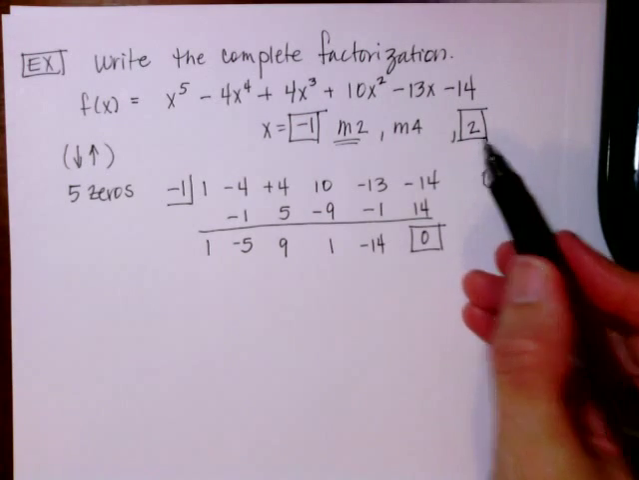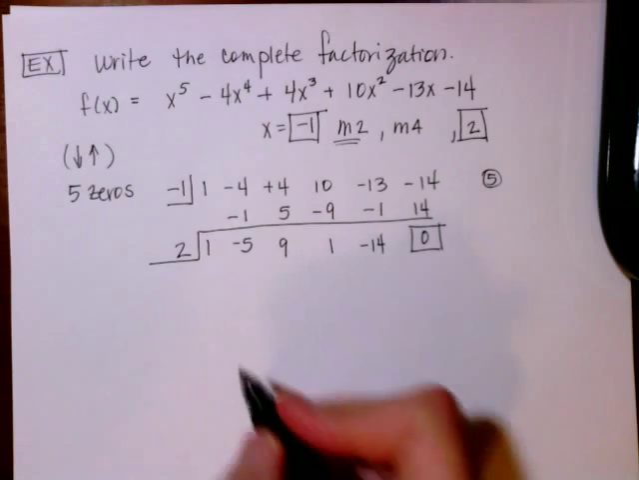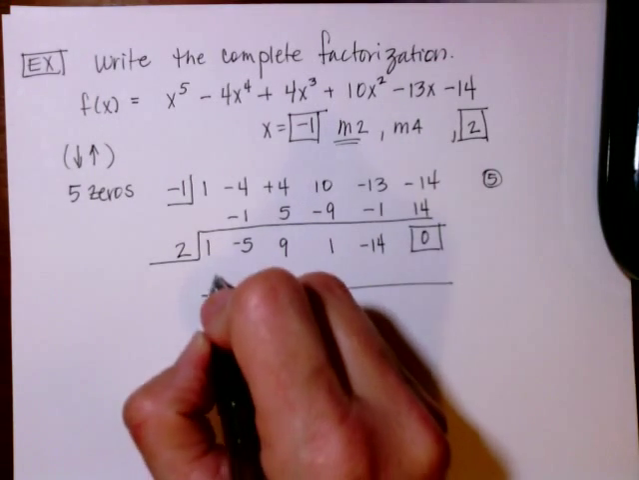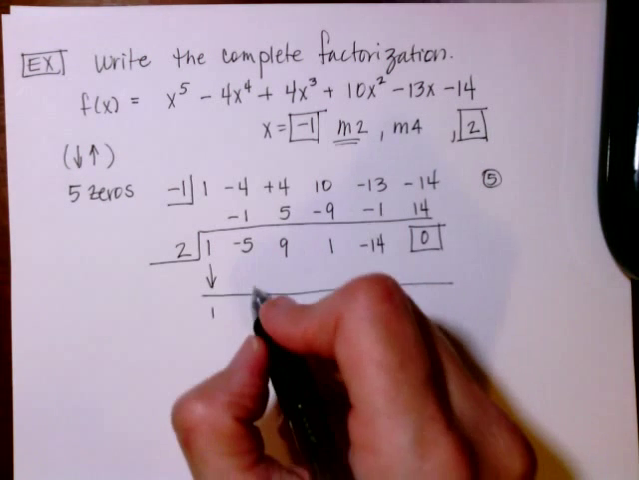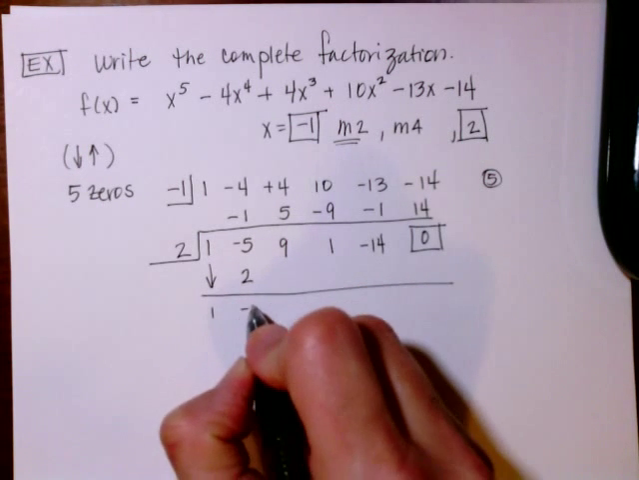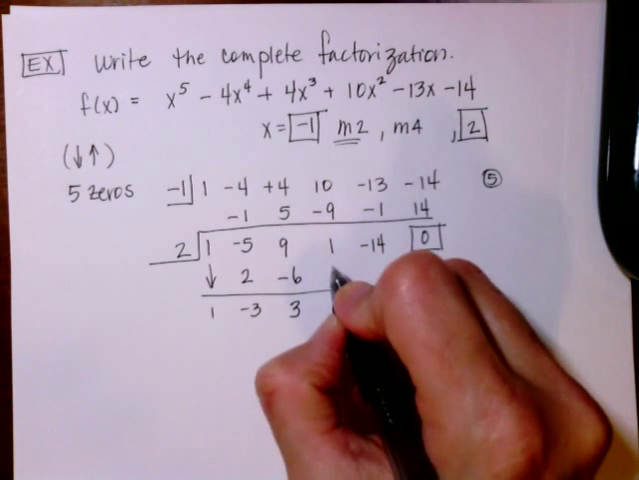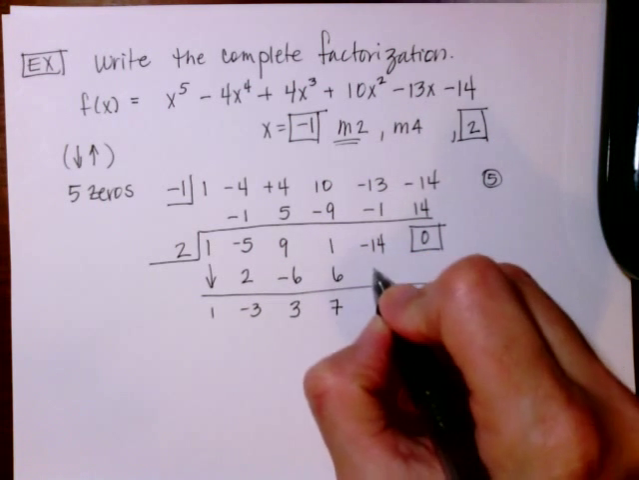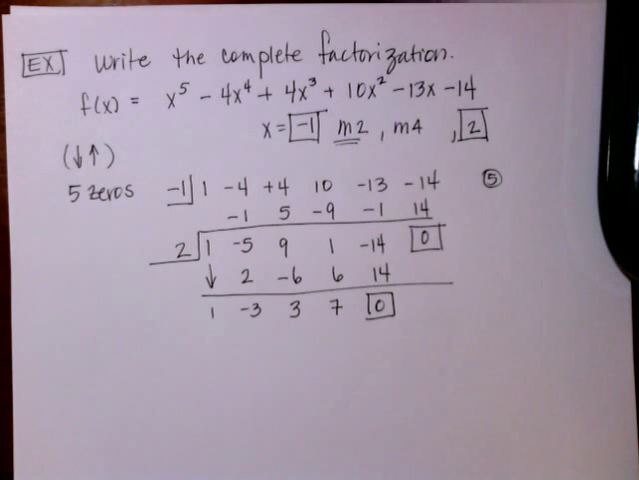So now I'm going to switch and do the 2. I'll come back and get the other 1 in a minute. Draw my little line, bring down my first term, and start my process over again. So 2 times 1 is 2, negative 3, negative 6, 3, 6, 7, 14, 0. I'm on a roll. Yay, lucky me.